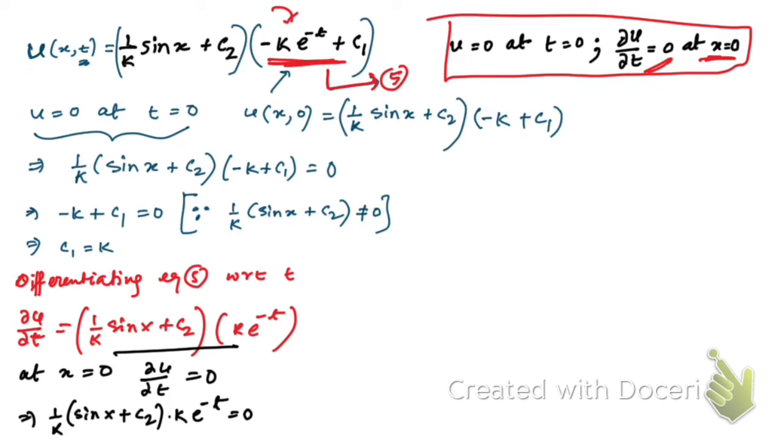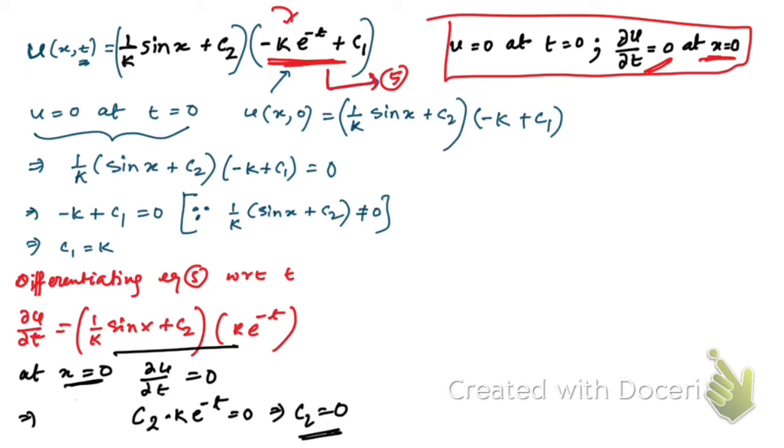So then here you see, this is equal to 0 when x is equal to 0. Sine 0 is 0, so just wait, I made a mistake here. Now you see, at x is equal to 0, this term should be 0 because sine 0 is 0. So we should get c2 into k e to the power minus t is equal to 0, and from here we can say that c2 is equal to 0.